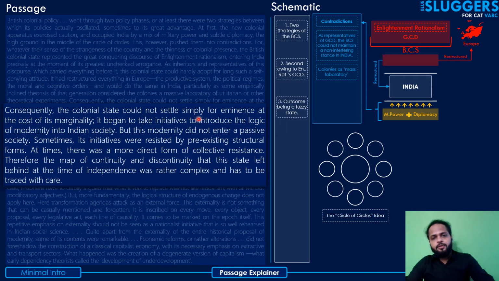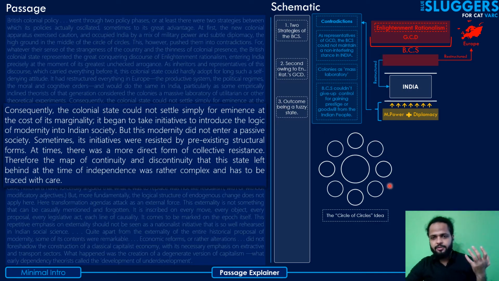Consequently, the colonial state could not settle simply for eminence at the cost of its marginality. That's what we discussed in the last slide, right? It was a representative of the great colonial discourse that used to transform and restructure everything that came in its way, interfering. Being the representative of such a discourse, it was not in a position where it could accept that self-denying attitude and just remain marginalized and settle for eminence.